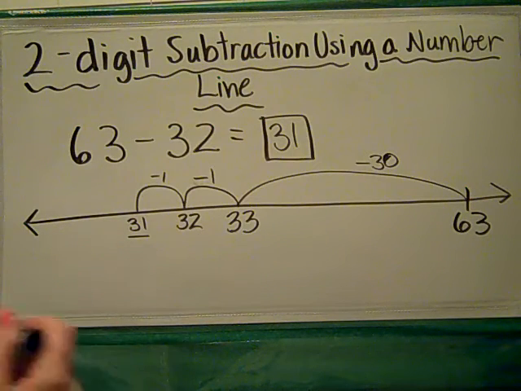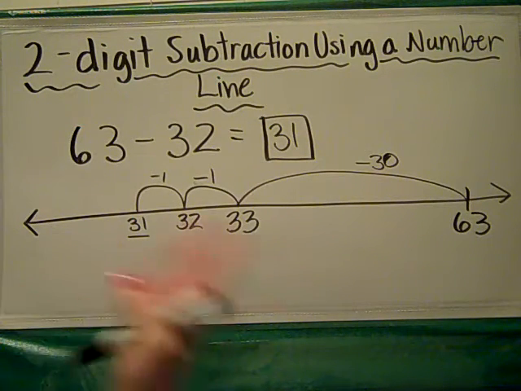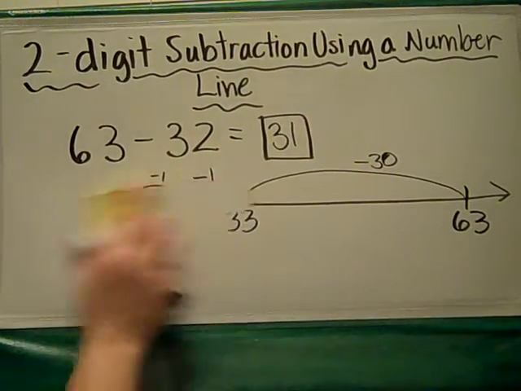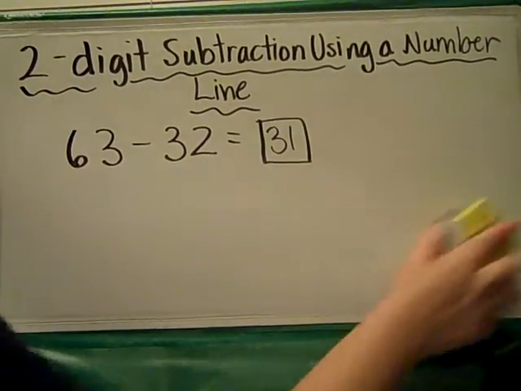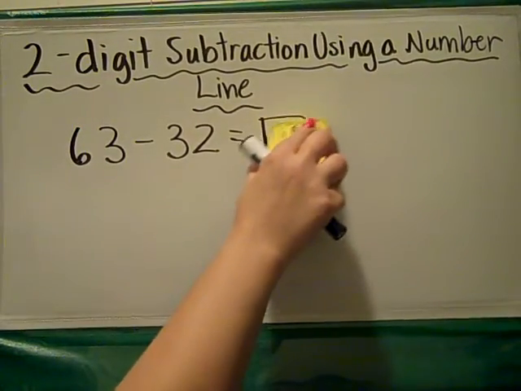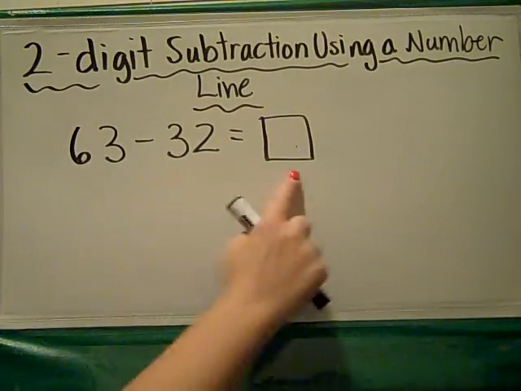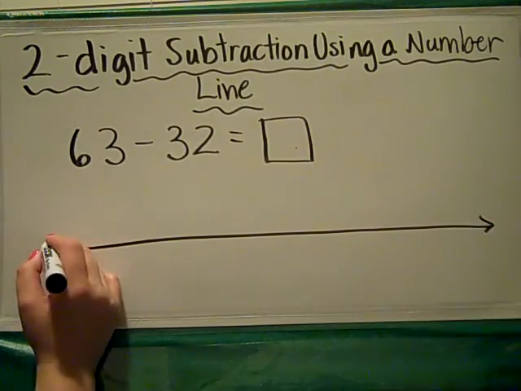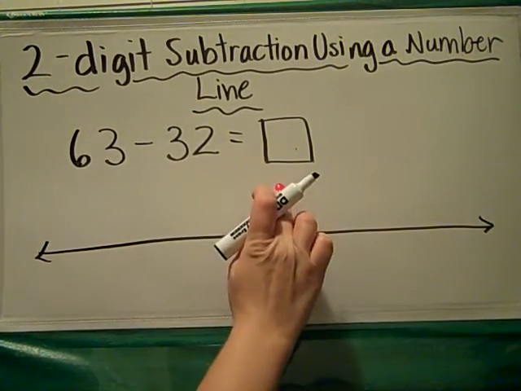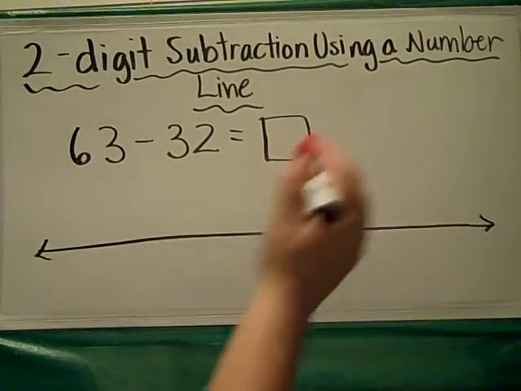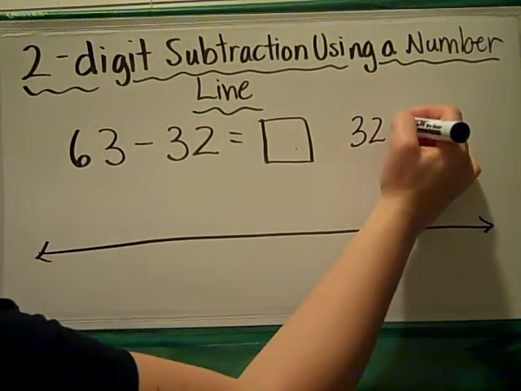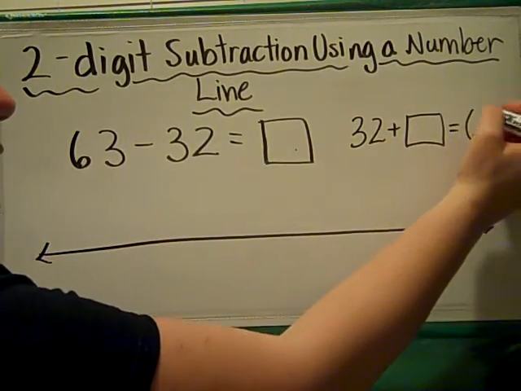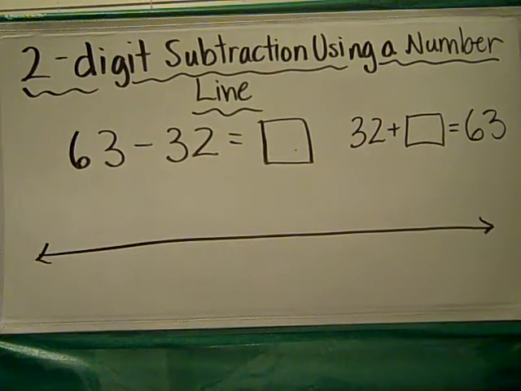Now, there's another way that you can do that if you wanted to. If you weren't feeling comfortable with counting backwards, sometimes it's very hard for us to count backwards, you can use your knowledge of addition to solve for that same equation. I'm going to take my number line, and we know I can turn this equation into an addition by writing 32 plus some certain number of hops equals 63 to get to my total.